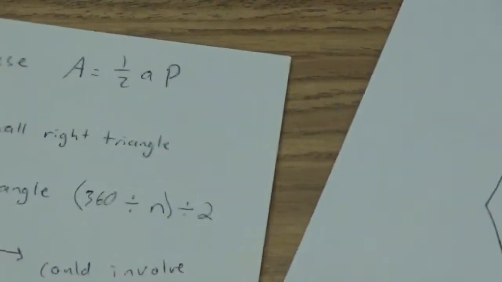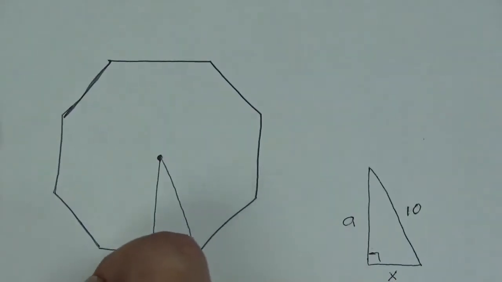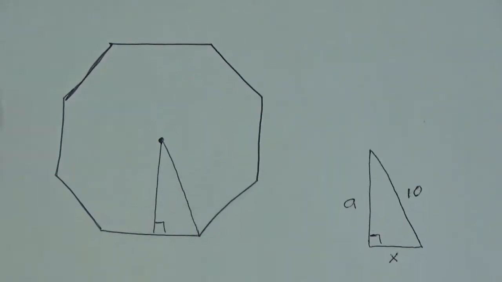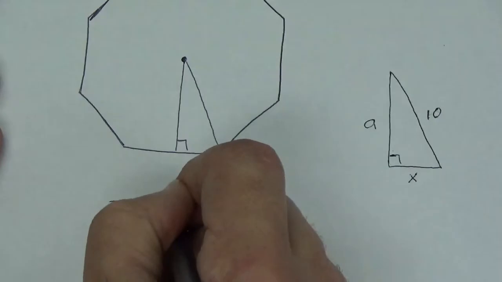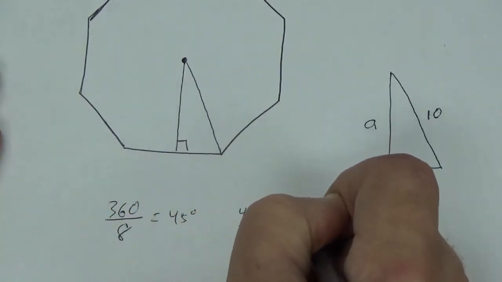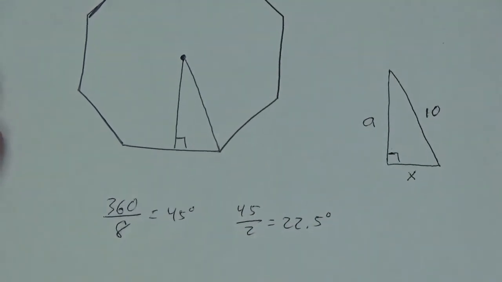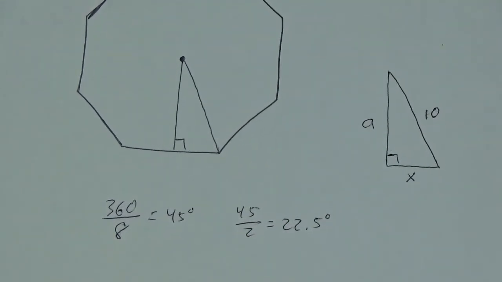Remember the top angle? 360 divided by N divided by 2. So 360 divided by 8 is 45, and 45 divided by 2 is 22.5 degrees. Now, we don't want to use rounded off decimals, but 22.5 is not rounded off, so we can use it.